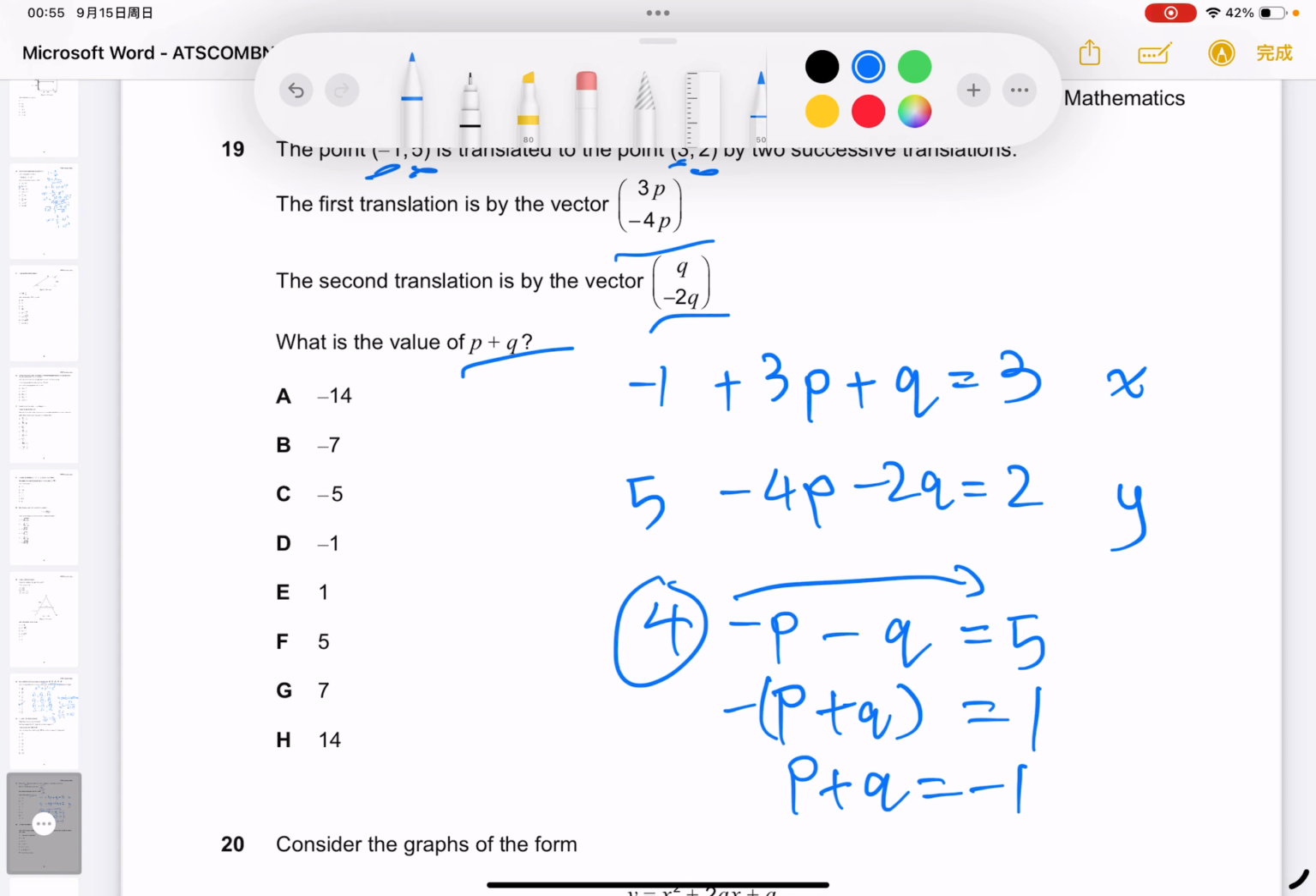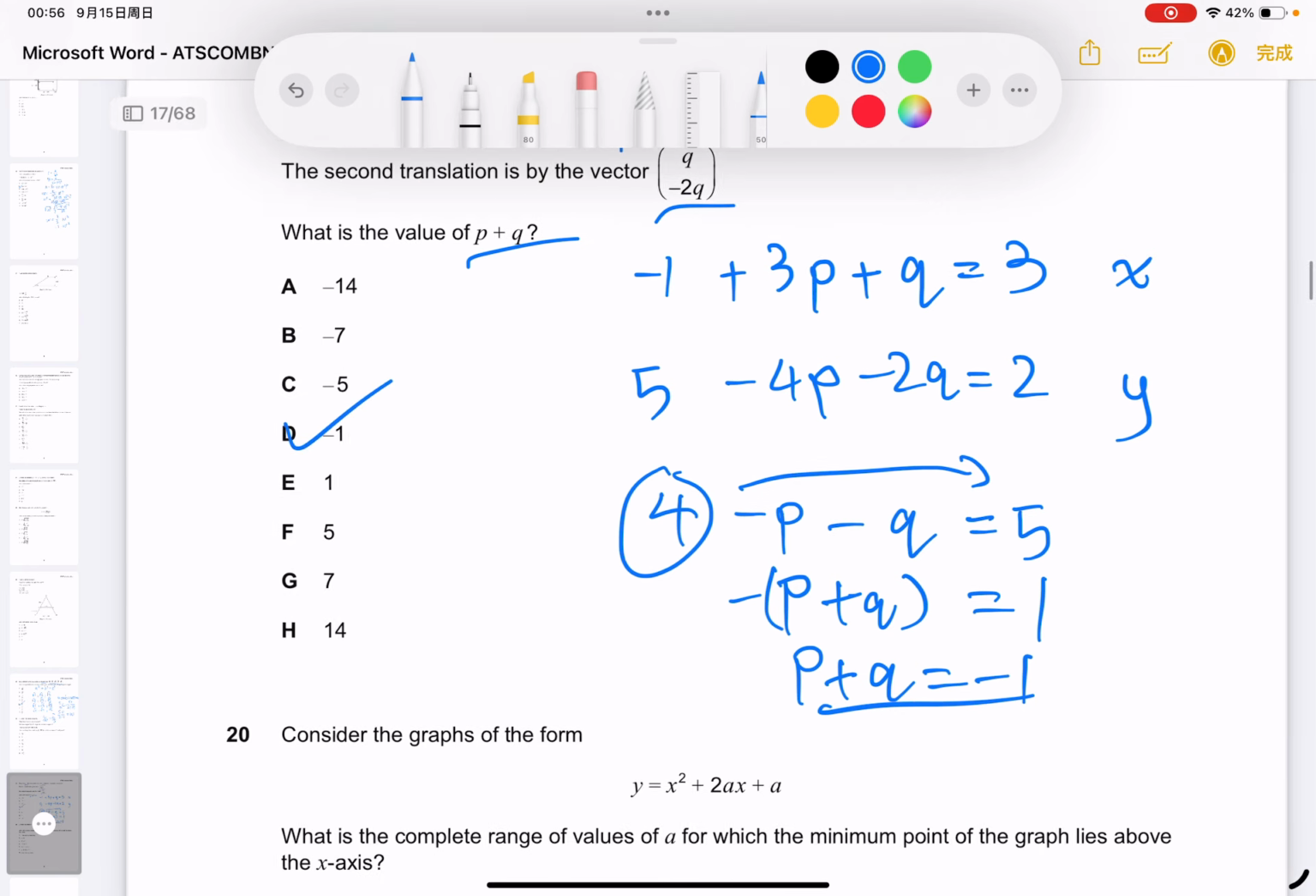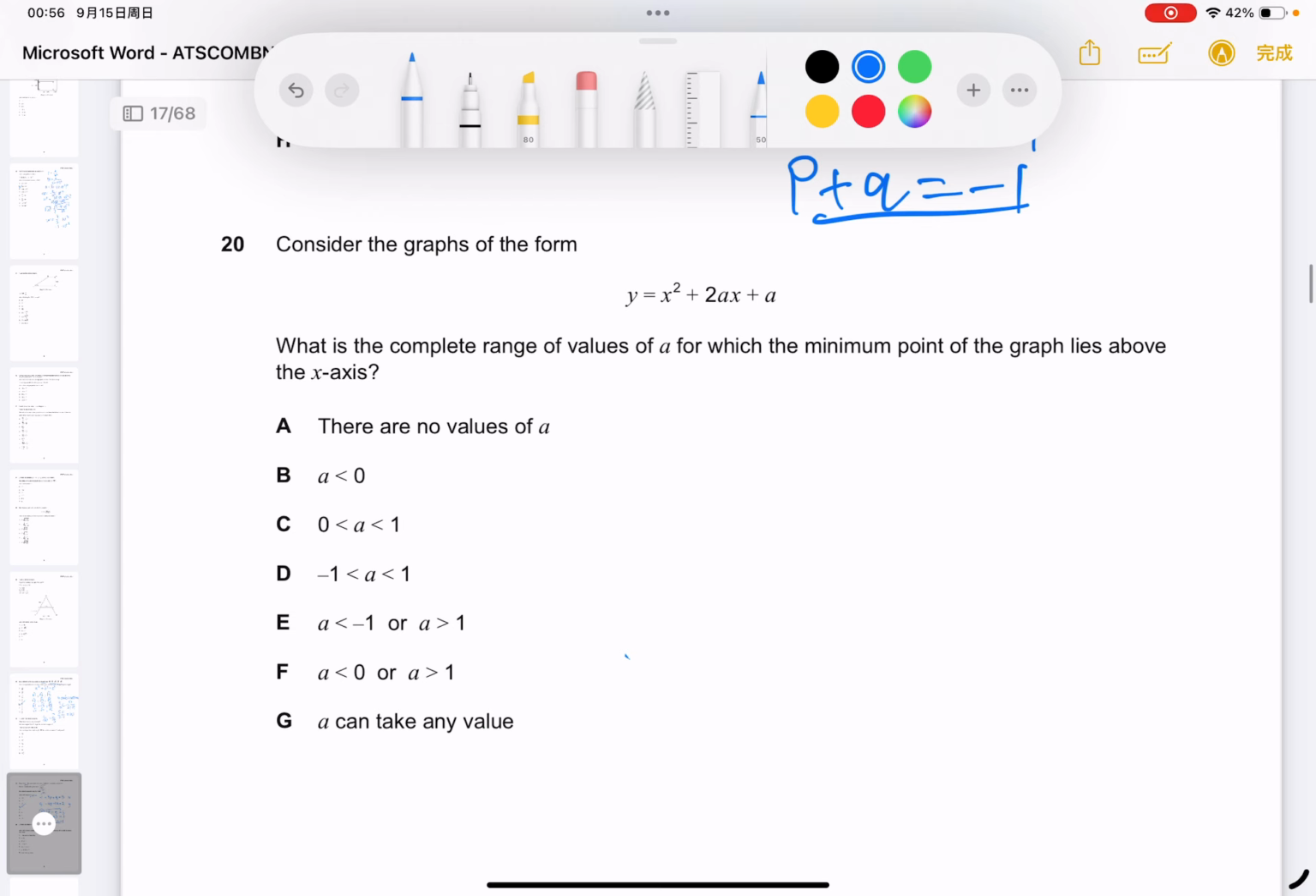Spectacular, we don't even have to find P and Q individually. This just gives it to us, which is really, really convenient. So P plus Q equals negative 1. Now let's look at the last problem.